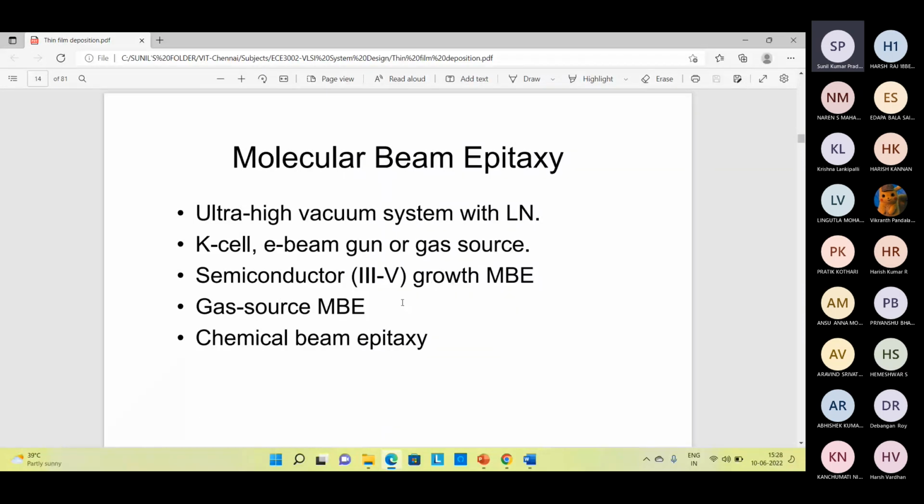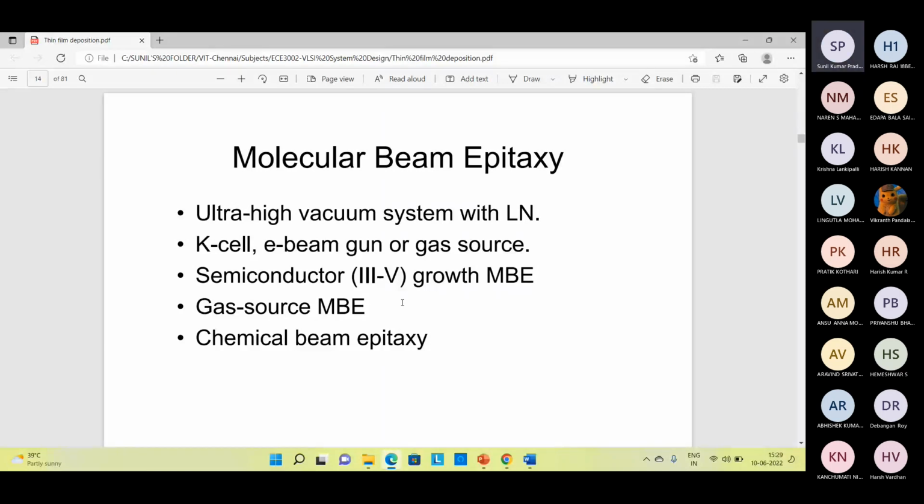Now, this molecular beam epitaxy, as I mentioned, can attain ultra high vacuum. Ultra high vacuum means a vacuum of better than 10 to the power minus 10 millibar, so that we call ultra high vacuum. And what about the source material? That source target material is placed in a Knudsen cell, also called a K cell.